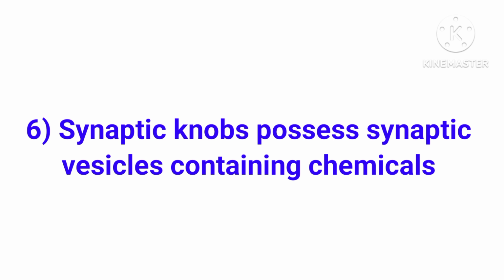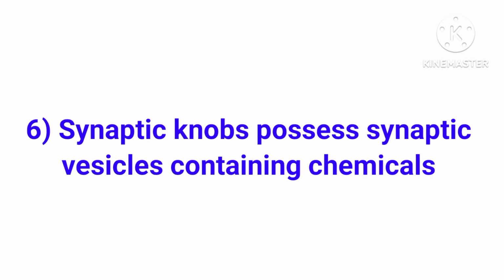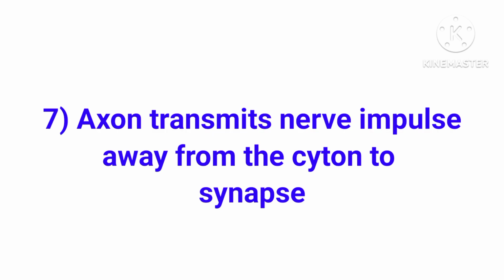Synaptic knobs possess which vesicles? Synaptic vesicles containing what chemicals? Called neurotransmitters. Axon transmits which impulse? Nerve impulse away from the where to where? Cyton to synapse. Synaptic knobs possess synaptic vesicles containing chemicals called neurotransmitters. Axon transmits nerve impulse away from the cyton to synapse.